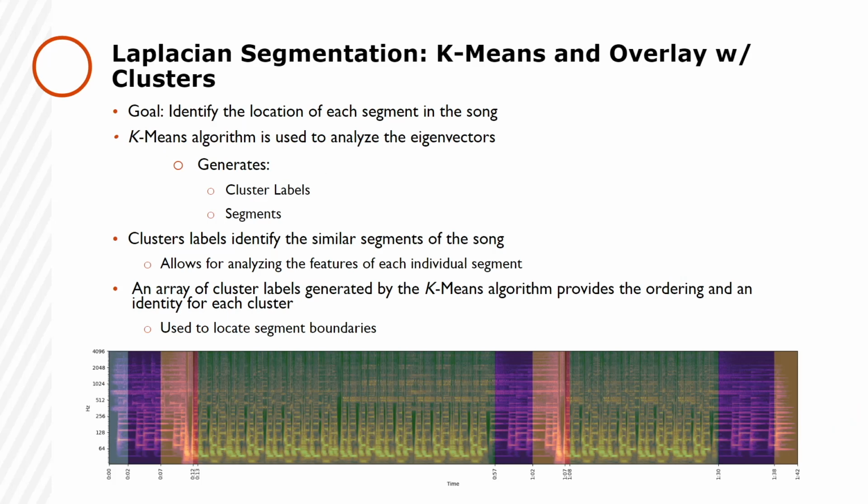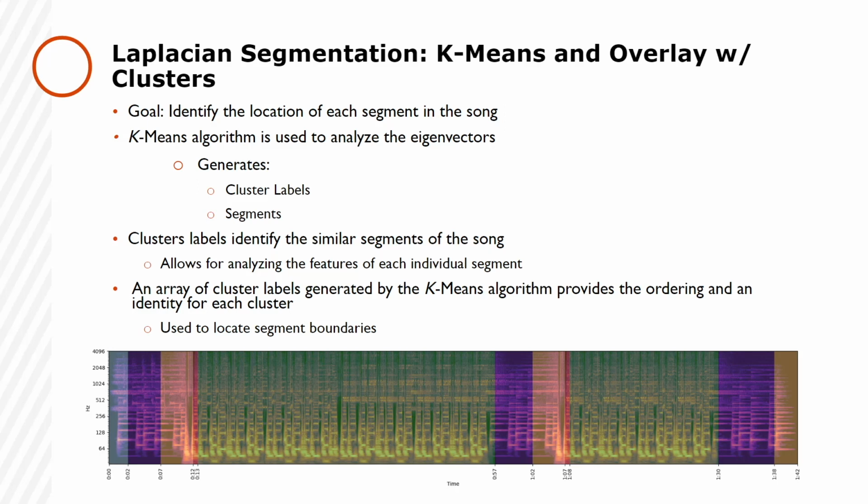What we're trying to do here is locate each segment of the song. So we take the k-means algorithm and we analyze our eigenvectors from there. This generates an array of cluster labels for us, and this array of cluster labels is how we identify the segments.